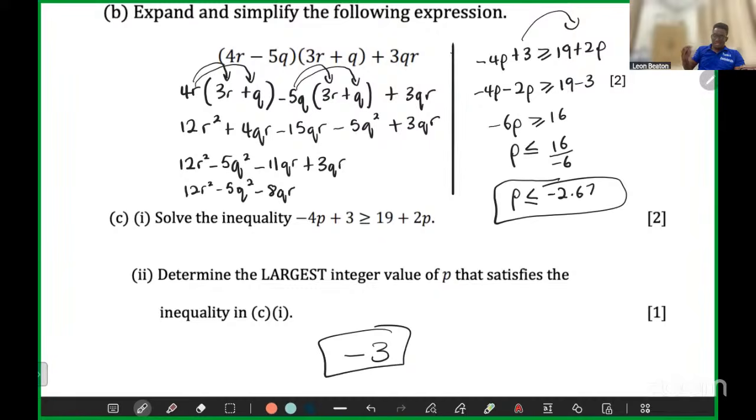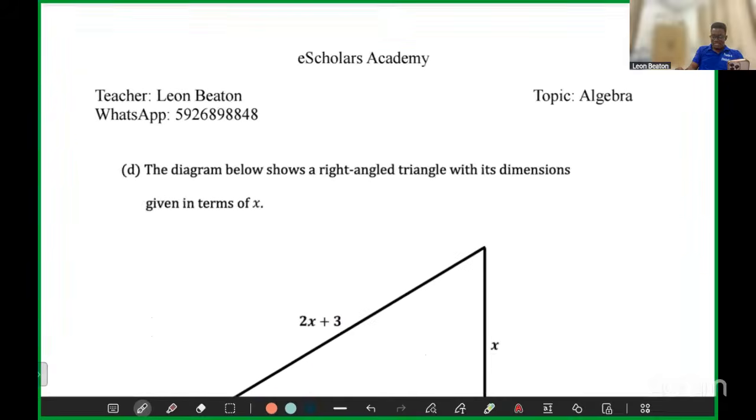All right, that is the next integer. That is the closest integer to this answer, and it's the largest one. After this, you will have negative 4, negative 5, and so on. And of course, negative 3 is the largest one out of all of them. So the answer is negative 3 there. All right, so that is that. Let's proceed.